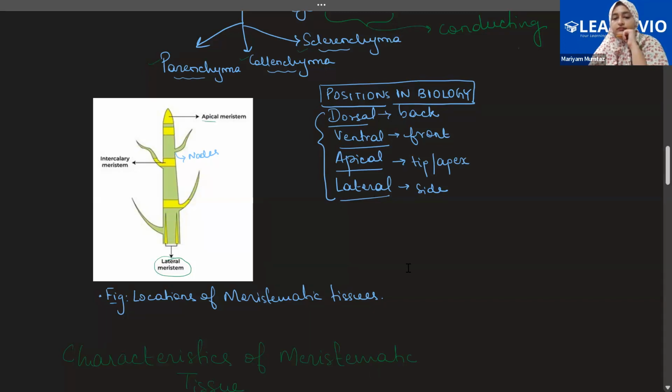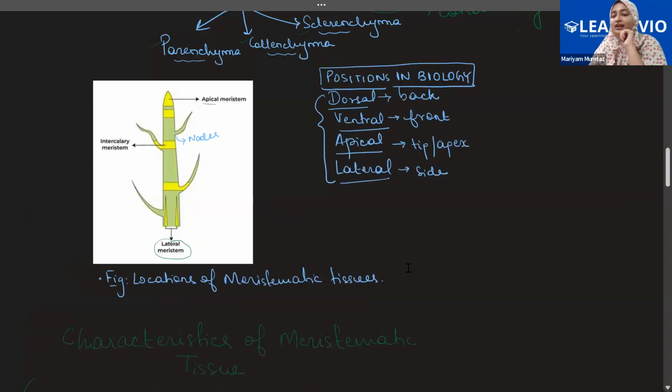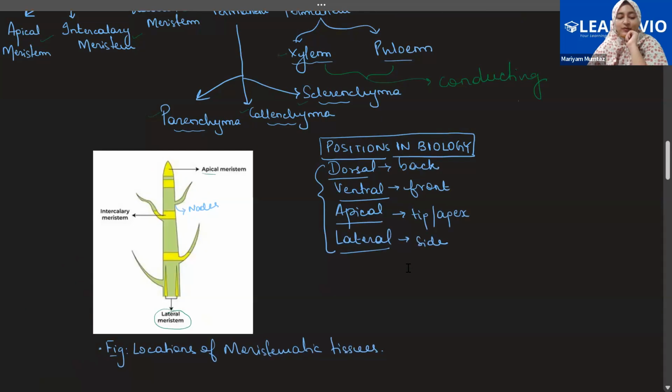And living tissues. Okay. What else? Oh. What are they made up of? Meristematic tissues are made up of cellulose. Cellulose. Very good. And do you think meristematic tissues will be present in animals? No, ma'am. Okay.